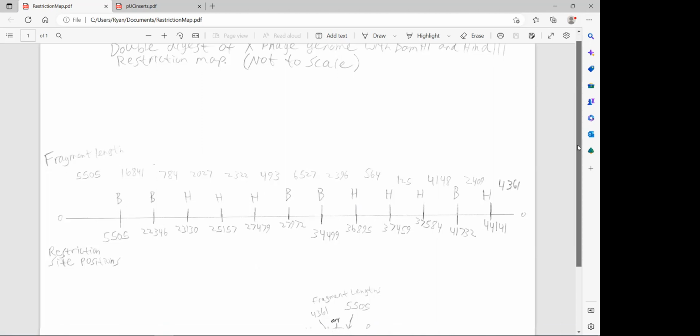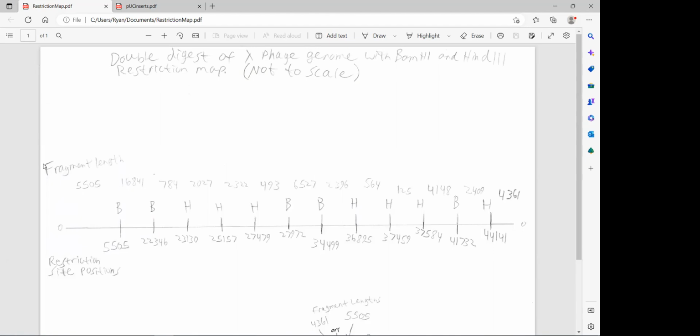So the top one is the fragments, right? On the top, the fragment. This 505 is the fragment length for this section, and this one is in between these two, and then the next one, 784, for these two. That's how I just decided to draw it. Perfect.